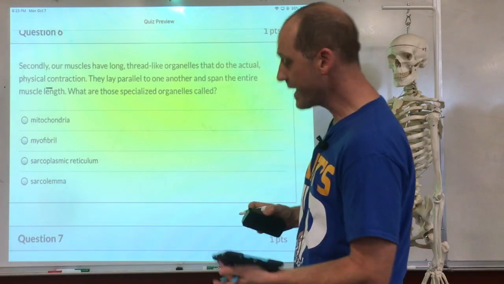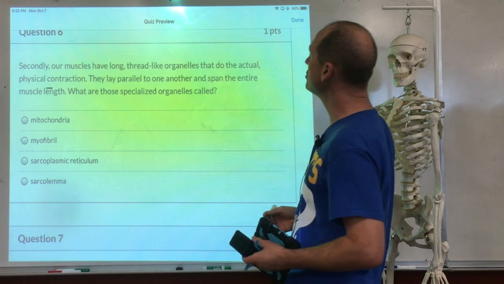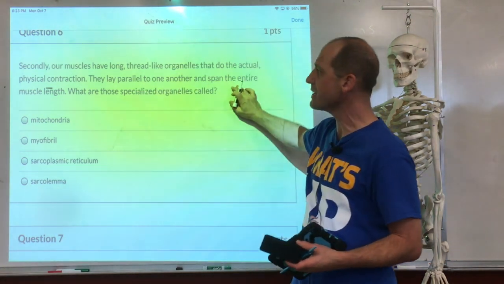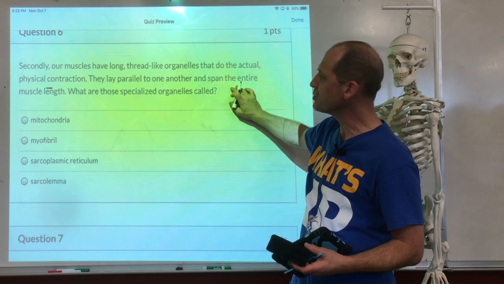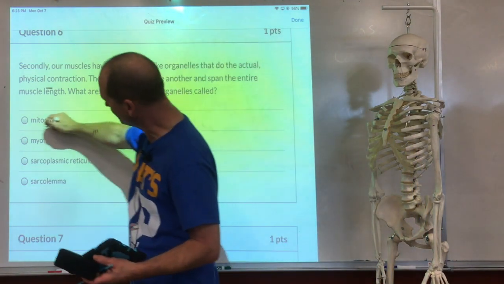Where is it? Secondly, our muscles have long, thread-like organelles that do the actual physical contraction. They lay parallel to one another and span the entire muscle length. What are those specialized organelles called? You just said it. Myofibrils.